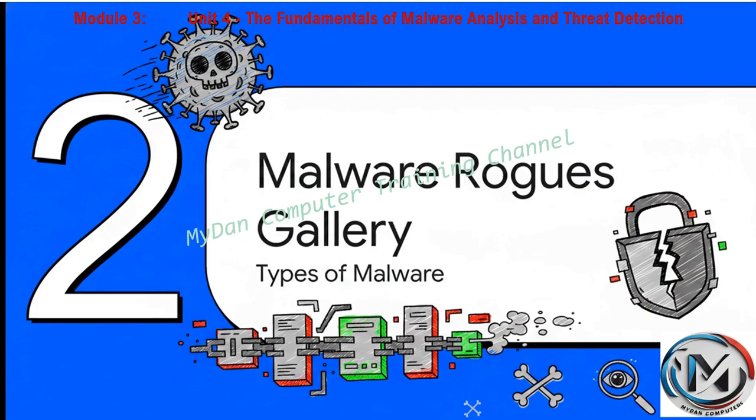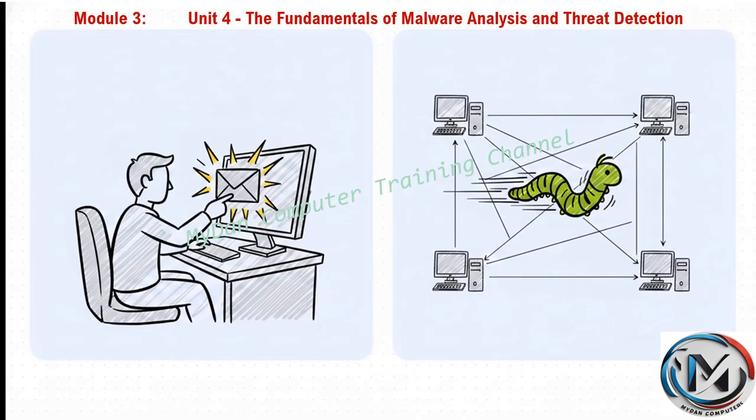Moving right along to Section 2, the malware rogues gallery. It's time to review the lineup of our digital culprits, because as you know, malware takes a lot of different forms. Let's start with a classic comparison, the virus versus the worm. Think of a virus kind of like a vampire. It literally needs an invitation to come inside. It relies on human error, tricking you into opening an infected email attachment or downloading a sketchy file. Once you let it in, it self-replicates and infects your existing files.